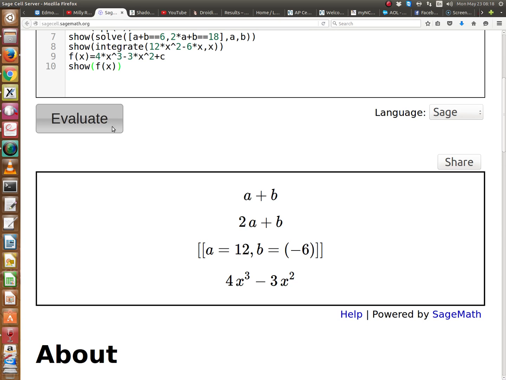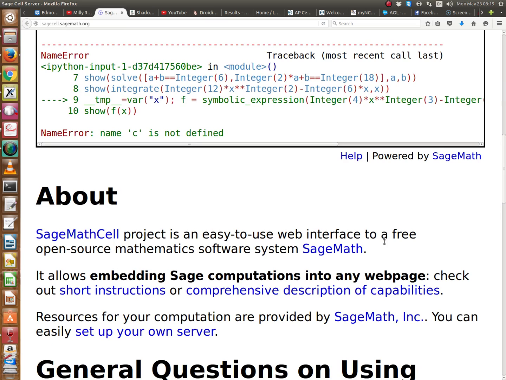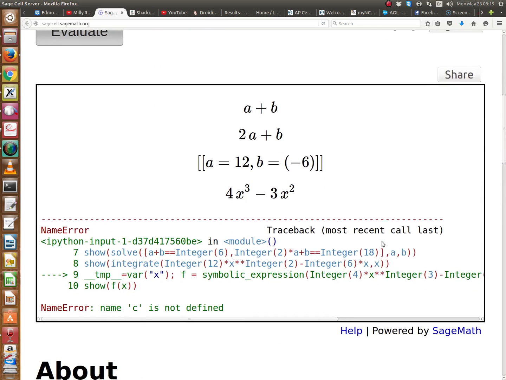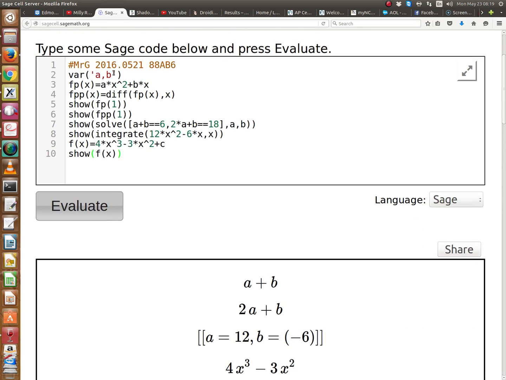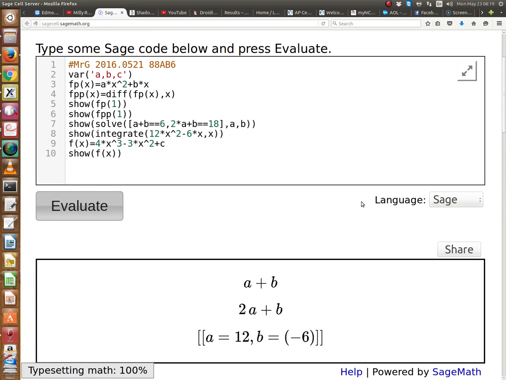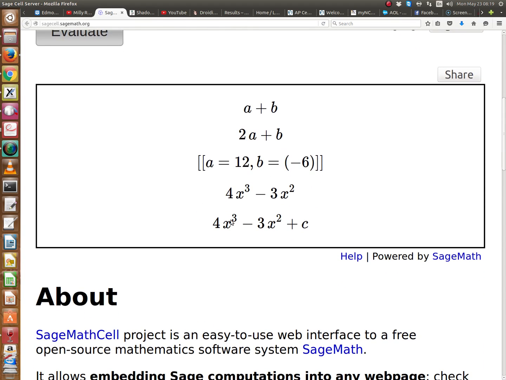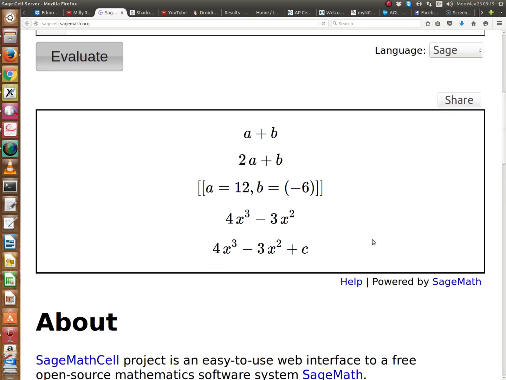What's going to happen? What happened? It doesn't know C. Okay, so let's put a C up here. Mr. G, for variable, can you make it more than one letter, perhaps? I think it can, yeah. Okay. All right, so that's the thing I want to integrate, right? I want to integrate that from 1 to 2 and set it equal to 18. Okay, so let's do that.